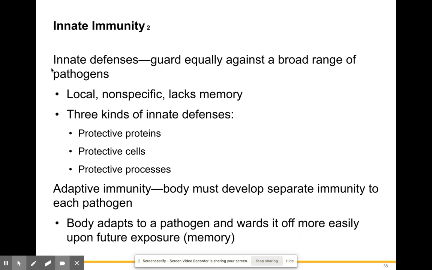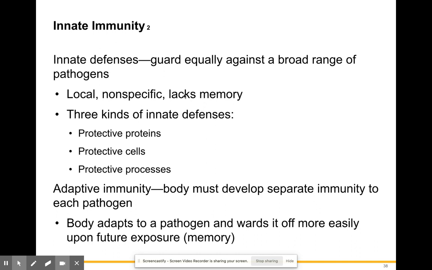Okay, so your innate defenses guard equally against lots of different types of pathogens. The thing about the innate immunity is that it is localized. It is nonspecific, and it lacks memory. Okay, so that's how it differs from the adaptive immune system. It's local, which means it's not going to travel around the body. It's going to be localized wherever the infection is occurring. It's nonspecific, which means it can attack a multitude of different things without really needing special characteristics. And it's not going to produce memory.